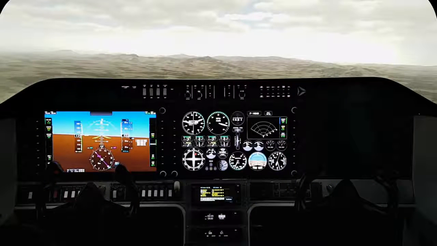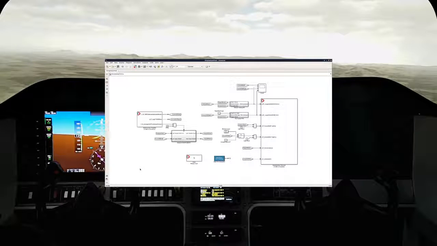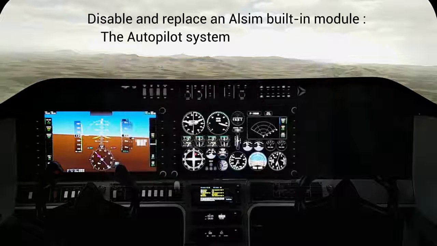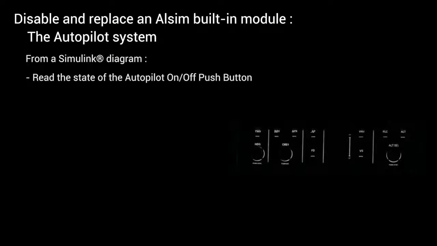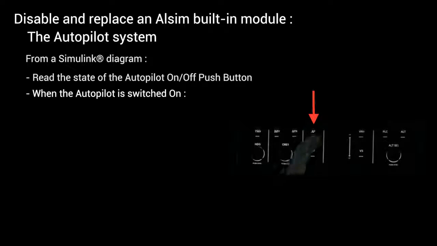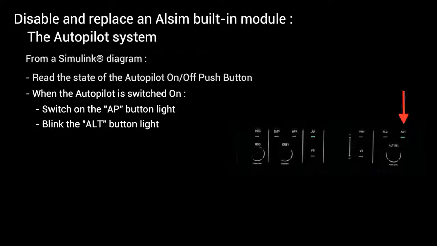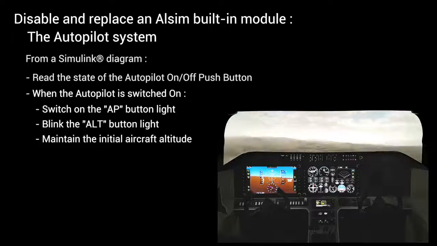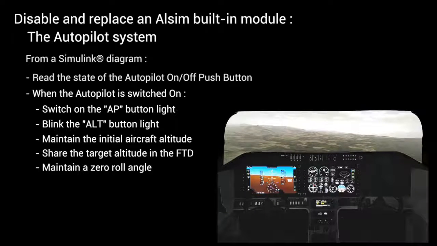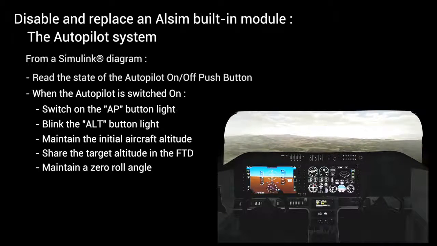We will introduce the engineering pack with an example on how to disable the ALSIM built-in autopilot module and replace it with a custom Simulink model. From the Simulink diagram, read the state of the autopilot on-off push button. When the autopilot is switched on, switch on the AP button light. Blink the Alt button light. Maintain the initial aircraft altitude, share the target altitude in the FTD, and maintain a 0 roll angle.